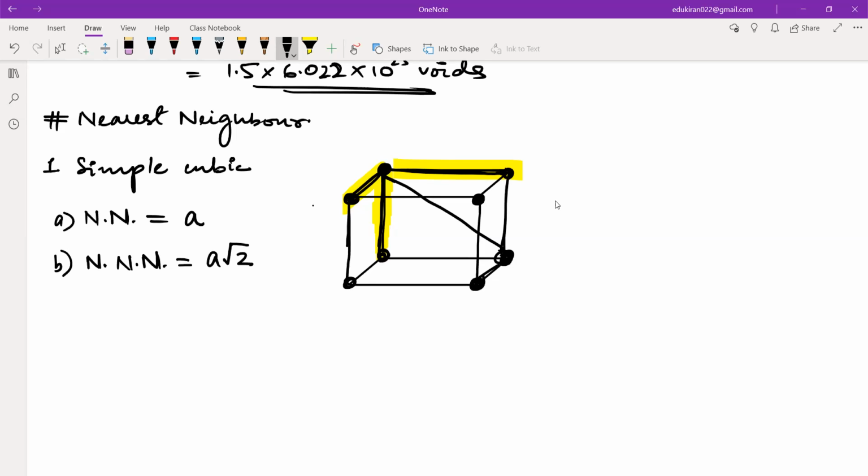And the next nearest neighbor is this one. And what is the distance between here and here? It is a root 3. Can all of you see that? Yes or no?